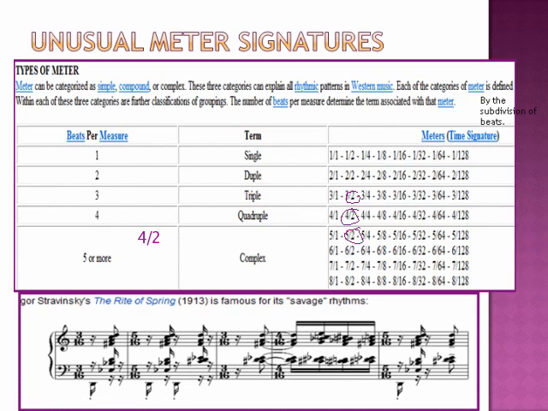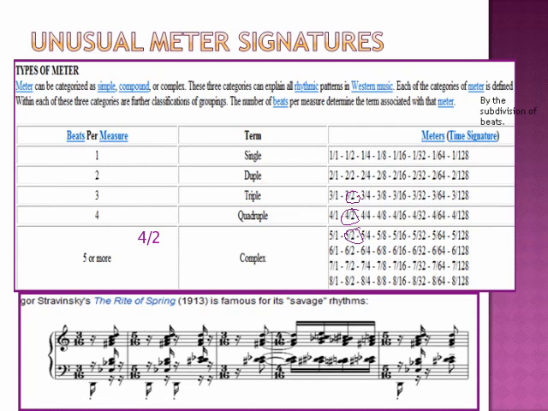The most common are 2 on the bottom, a half note gets 1 beat; 4 on the bottom, a quarter note gets 1 beat; and 8 on the bottom, an eighth note gets 1 beat. That's the 3 most common. Also, 16 on the bottom is pretty common also. So these are all different kinds of meters.